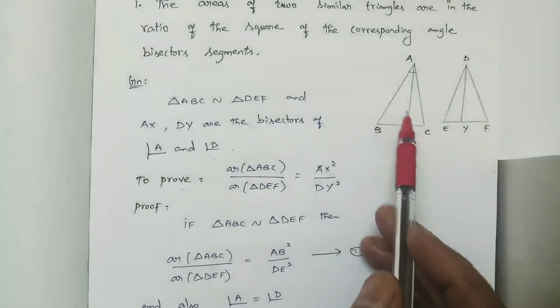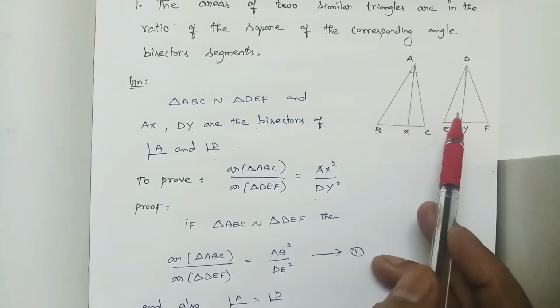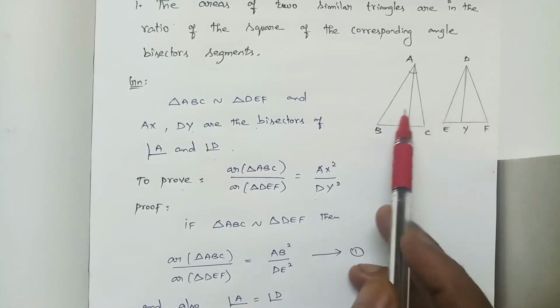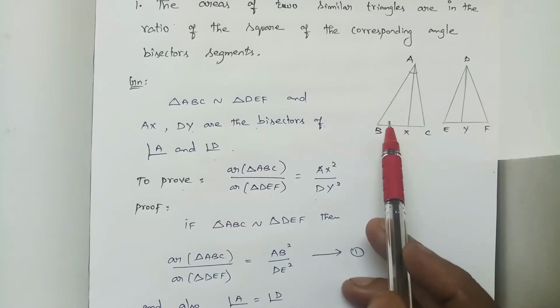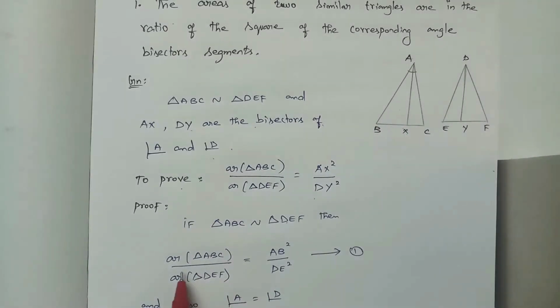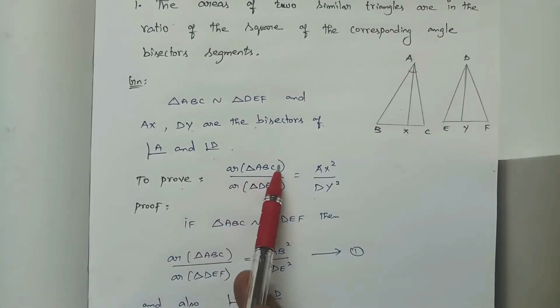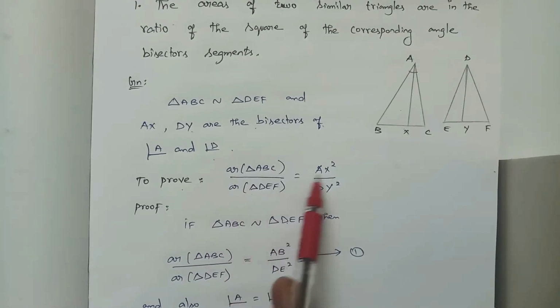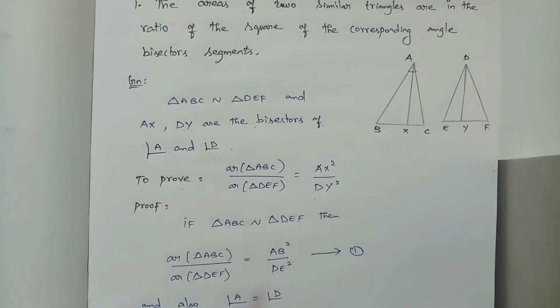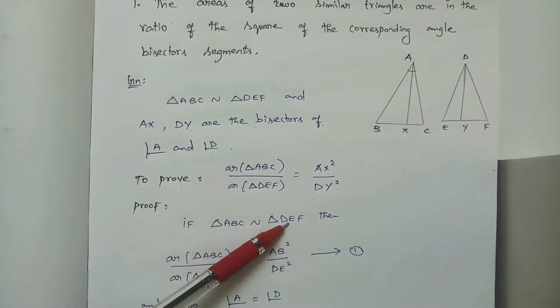Next, I'm going to take these two triangles and prove that they are similar. If these two triangles are similar, then the sides are proportional. With the help of the proportional sides, I'm going to prove that area of triangle ABC divided by area of triangle DEF is equal to AX square divided by DY square. Okay. So I'm taking the two triangles, right? And also, see, if these two triangles are similar, right?